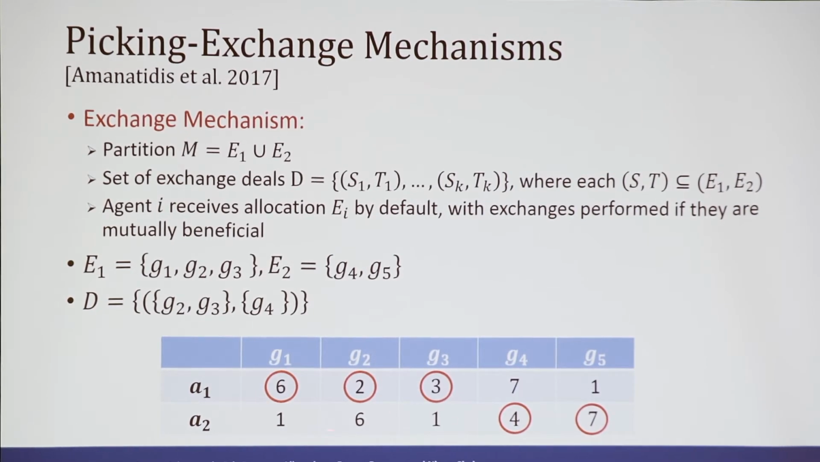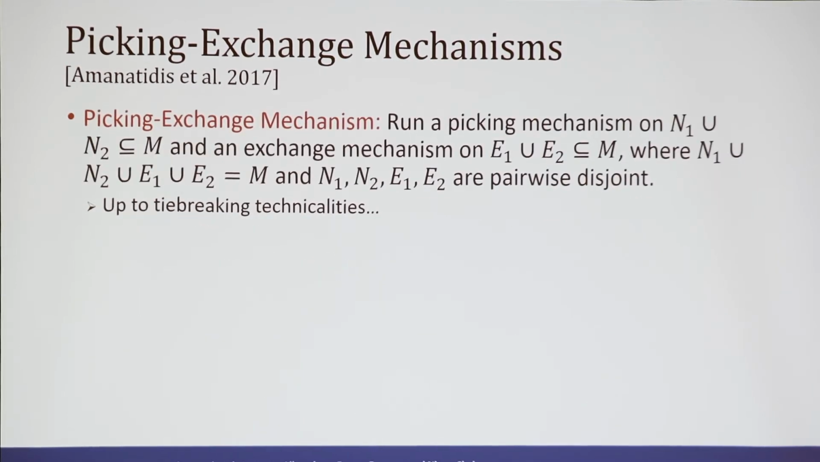Agent 2 says G2 and G3 are worth 7, G4 is only worth 4. They both want the swap, so we go ahead and make it. That's an exchange mechanism. And then a picking exchange mechanism is, at least up to some tie-breaking technicalities, simply to run a picking, simply to partition our goods into 4 sets, N1, N2, E1, E2. We run a picking mechanism on N1 union N2 and an exchange on E1 union E2.